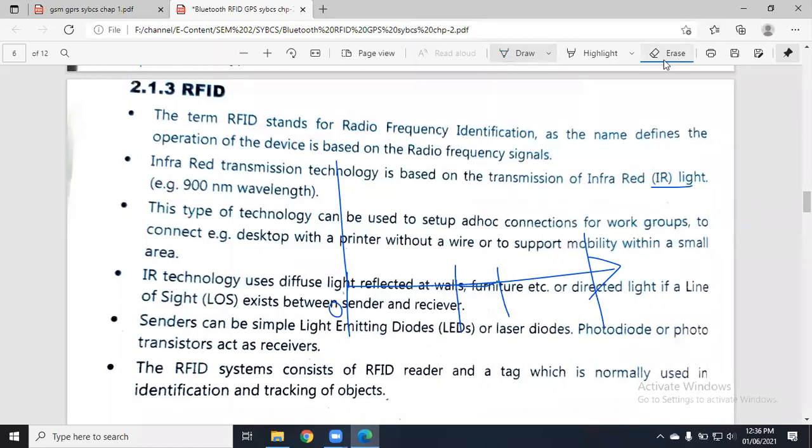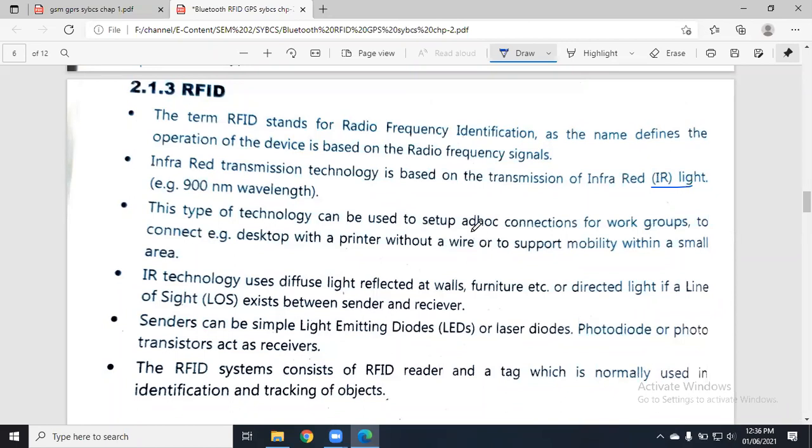So just let me erase this. This type of technology can be used to set up an ad hoc connection. What is ad hoc? A temporary connection. Temporary means whenever you require it, only in that period of time you will establish a communication. If you don't need it, there will be no communication, or no connection. Correct. So if I want to open a door lock, at that period of time only I will need my card key. At that period of time only I need a connection. Otherwise I don't need a connection.